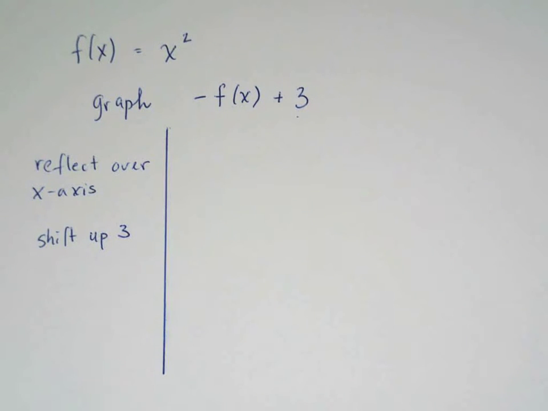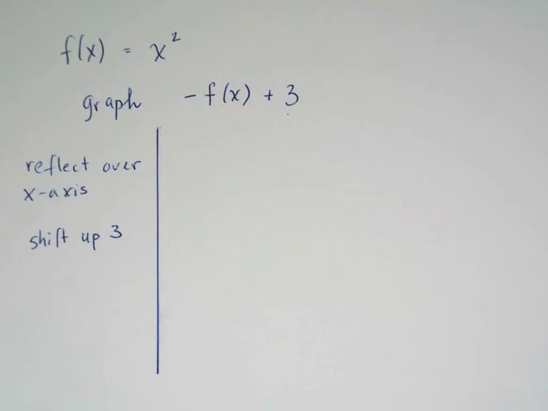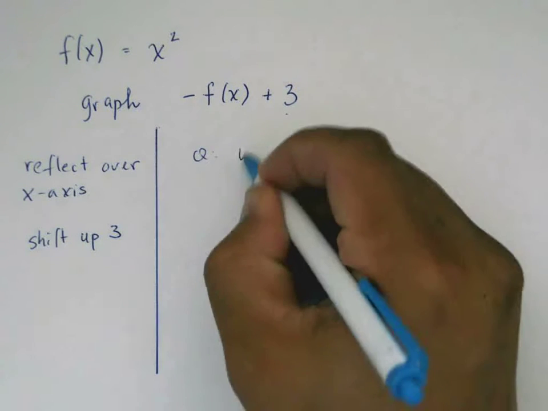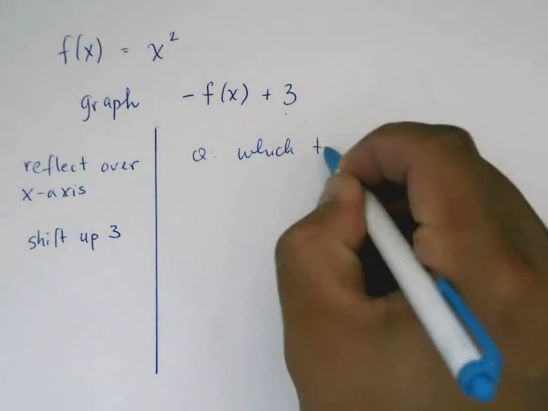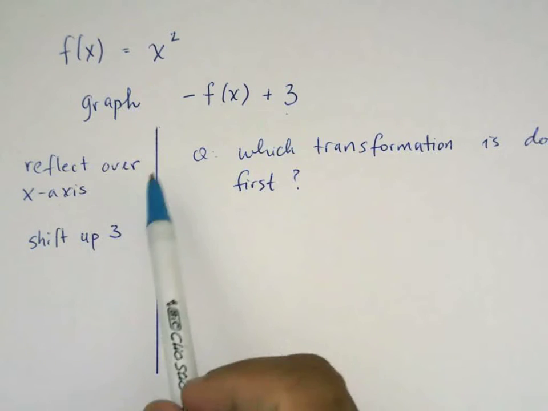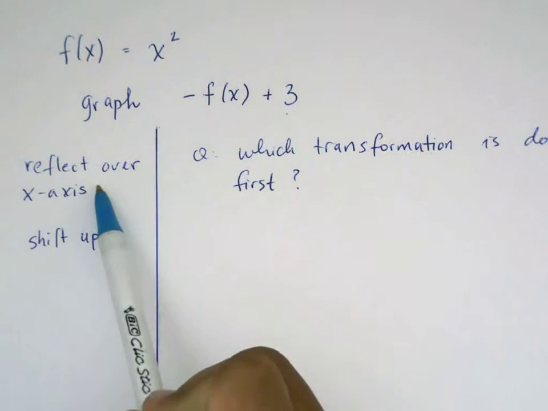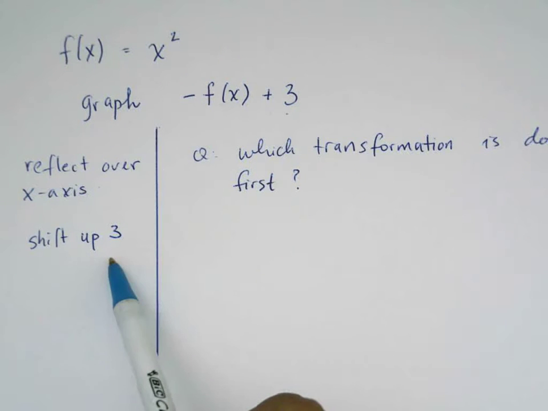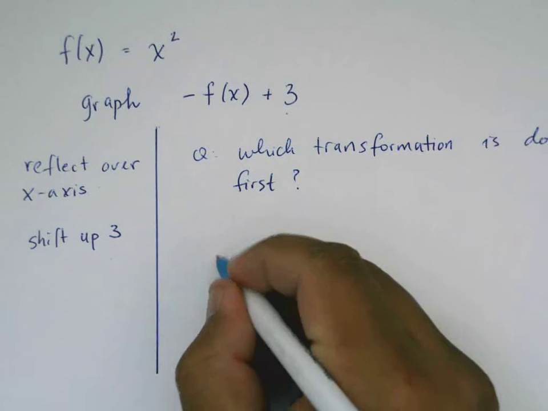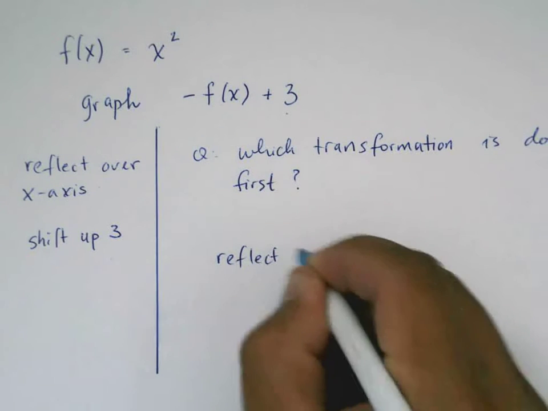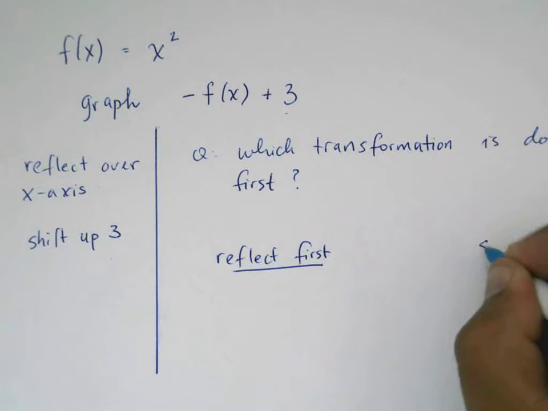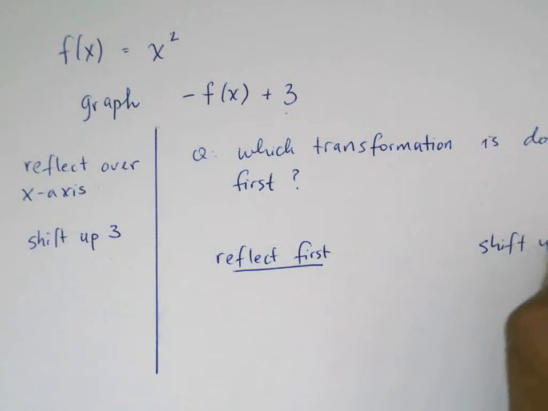And really there are two ways we can see this, and so the question is which transformation do we do first? Between reflecting over the x-axis and shifting up 3, which do we do first? Well, let's check both. Let's pretend that we reflect first and see what that looks like, and then we'll take another graph where we shift up first and see what that looks like.